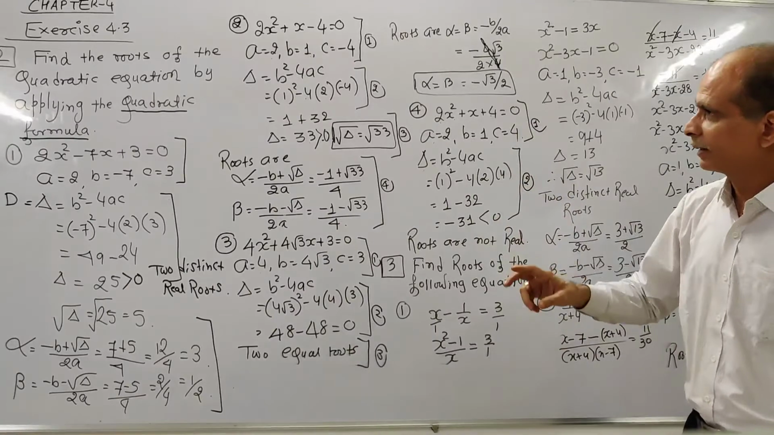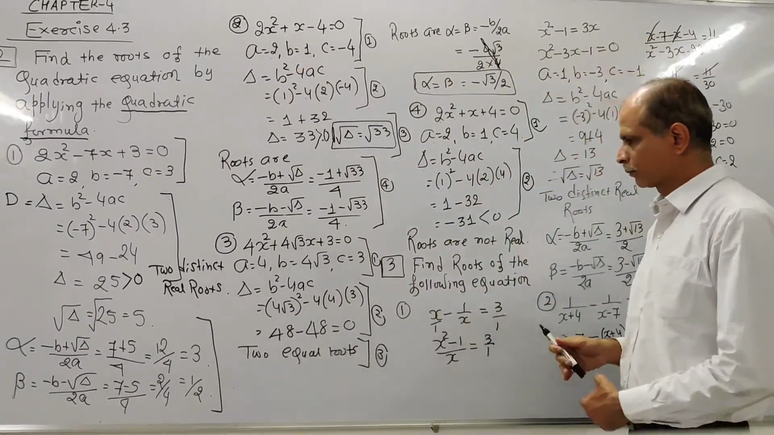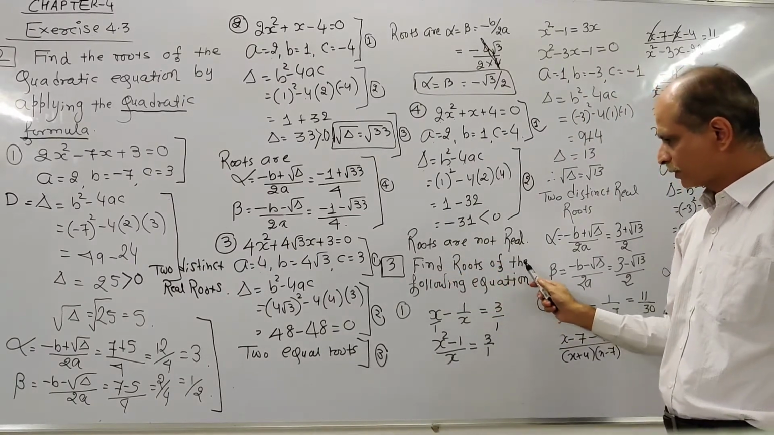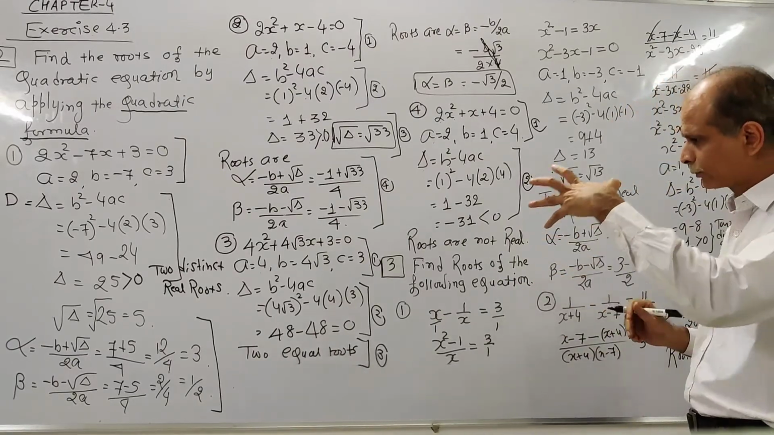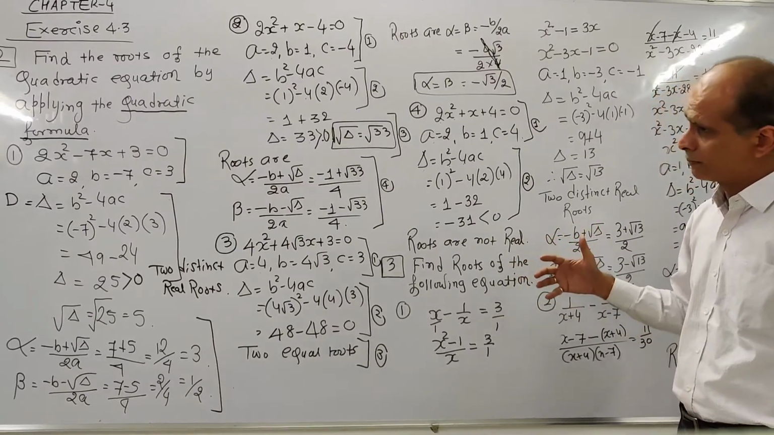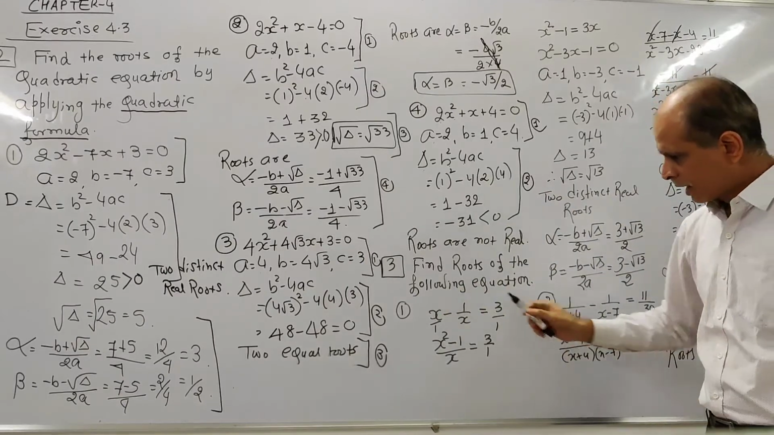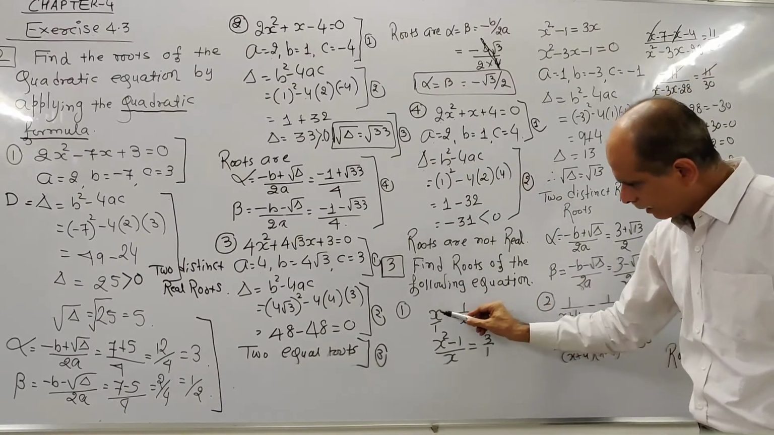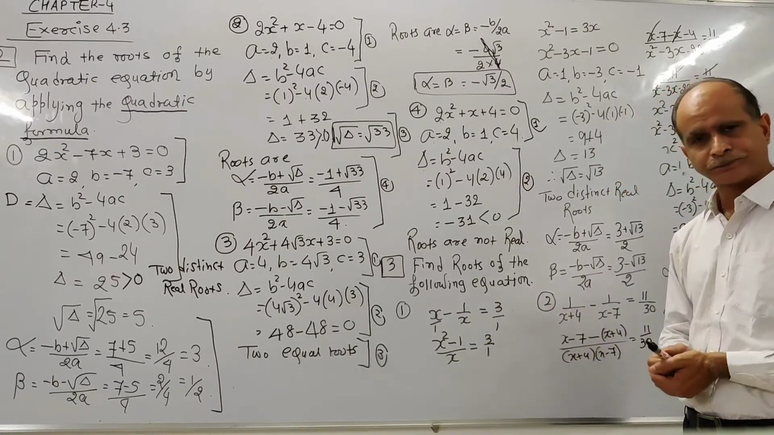Now let me start example number 3 of exercise number 4.3. Find roots of the following equation. Here method is not mentioned to you, but for practice we will solve all these examples with the help of quadratic formula. The first one, x minus 1 upon x is equal to 3. So one can write x upon 1 minus 1 upon x is equal to 3 by 1.